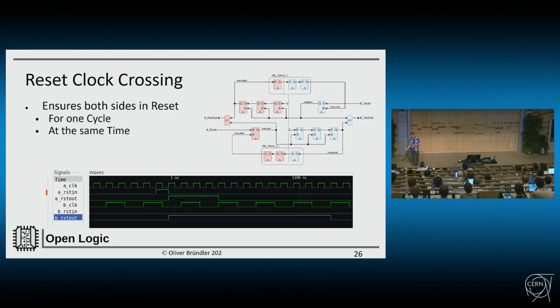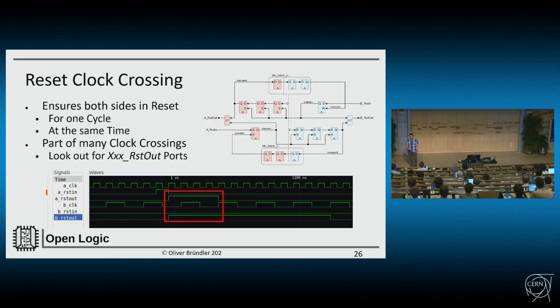So in OpenLogic, whenever we have clock crossings, we use that reset clock crossing. You can also use it as a user, of course. And that makes sure that really both sides go to reset first and are then released, and it's not one side continues working and the other comes already out of reset and stuff like that. You see here reset request, and then both sides go into reset and are then coming out of reset one after the other.